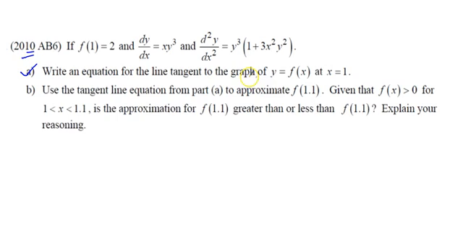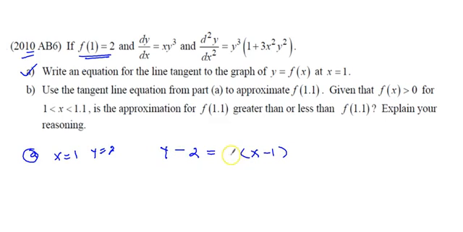Write an equation for the tangent line to the graph of f at x equal to 1. So first, they gave you the x value. They did not give you the y value. So x equal to 1. They gave you f of 1 is 2, so that means y is equal to 2. So what's the slope? Oh my gosh. What's the slope going to be? You can say y minus 2 is equal to slope times x minus 1.